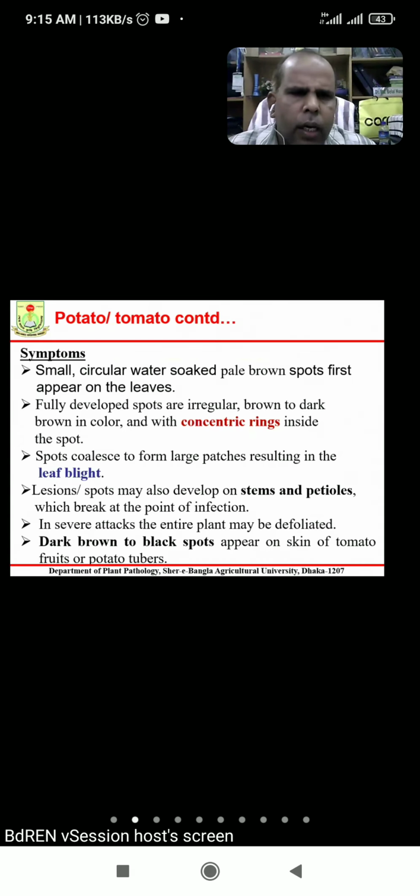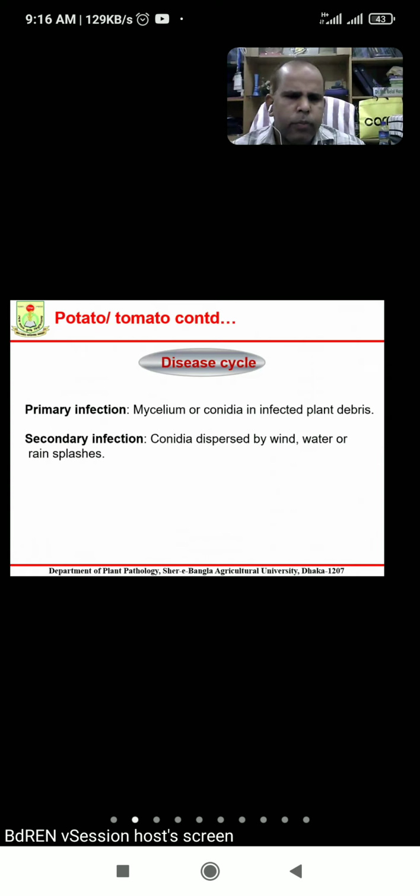Now, as I already discussed this, this text is already included here. Now the disease cycle. As I told you, there is only one type of reproductive unit, that is conidia basically. Mycelium can also associate with the plant debris, but conidia is the primary source of infection. That is the primary inoculum of this pathogen, associated with the plant debris, and it also infects the plant.